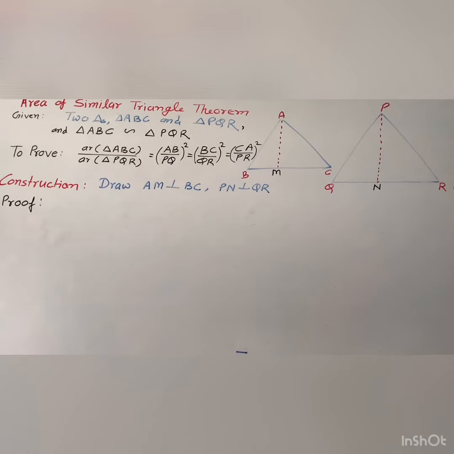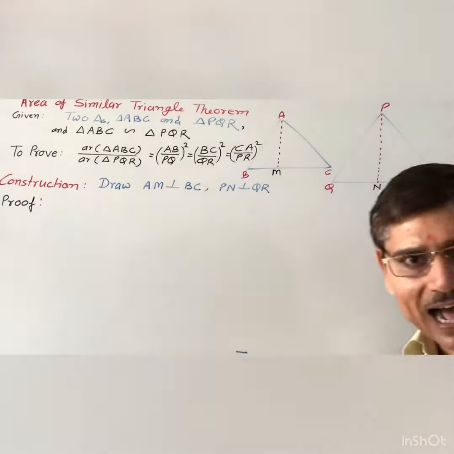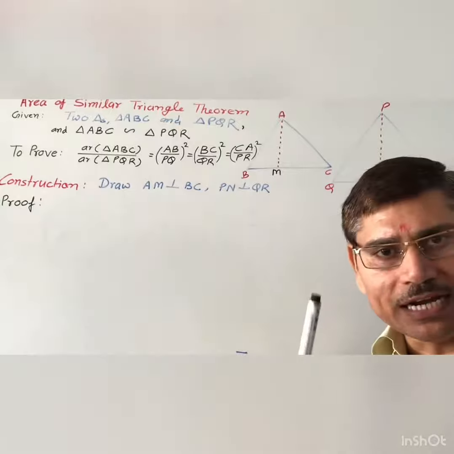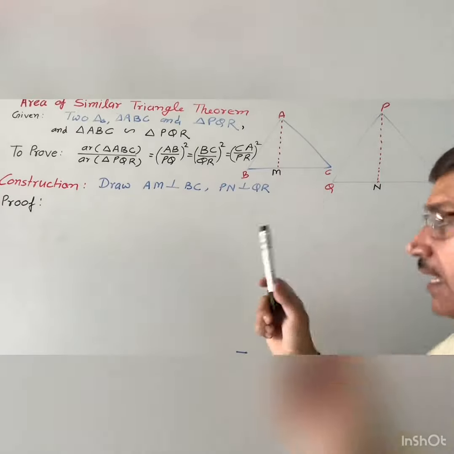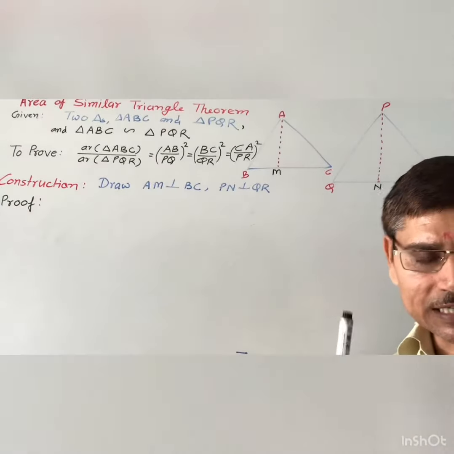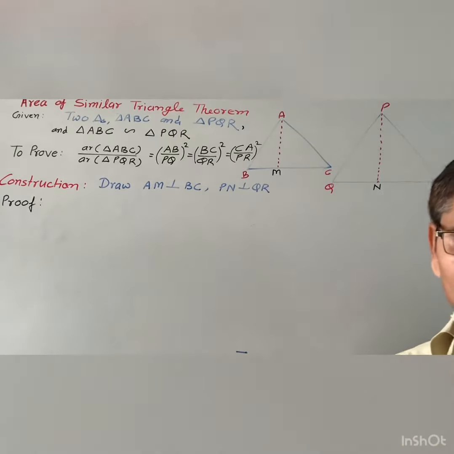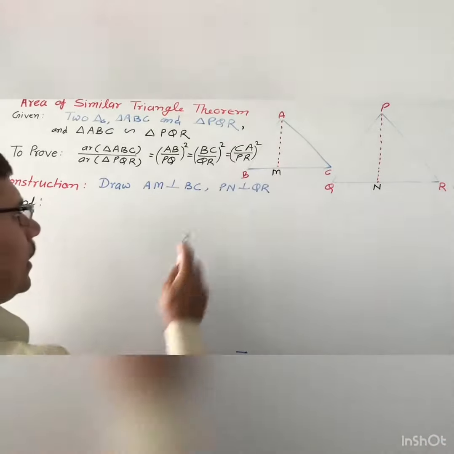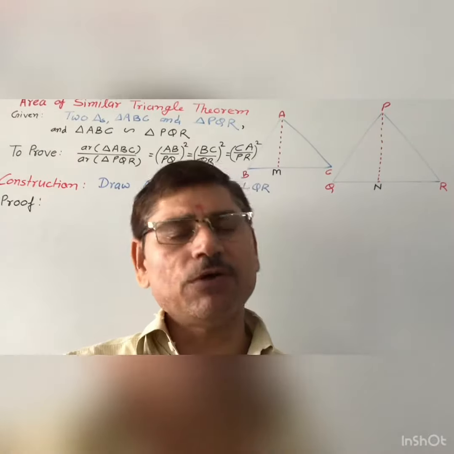Okay, now to prove these things, we will construct two triangles. First of all, you can see here triangle ABC and triangle PQR, and we will construct a perpendicular AM on BC and a perpendicular PN on QR. So this is the requirement to prove this theorem. So now how can we prove this theorem? Let us start.